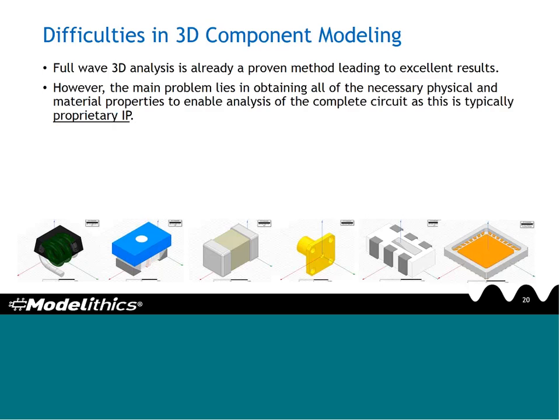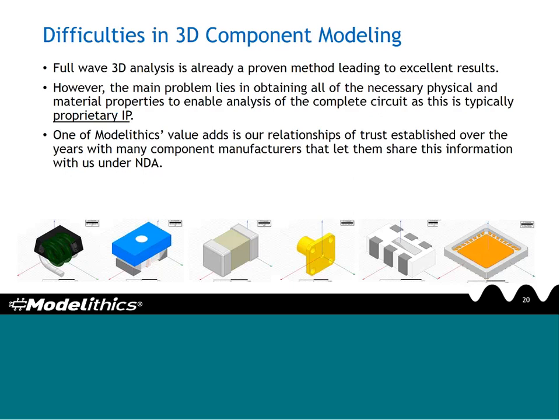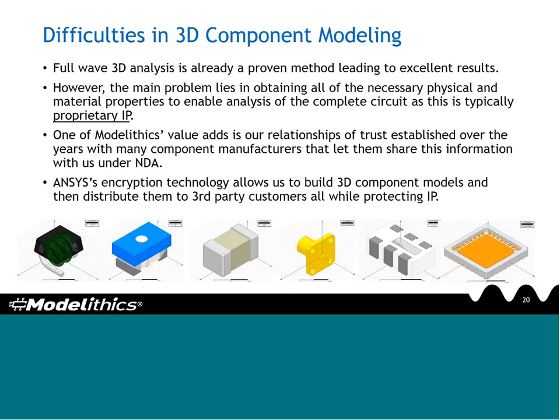This is one of the biggest problems designers face, as this sort of information about discrete components is typically proprietary manufacturer intellectual property, and that's not available to designers. But luckily, Modelithics has trusted relationships with a lot of these component manufacturers, and this can be a real value add to designers. Since we've been working with these component manufacturers for years, they allow us to have this sort of information shared with us under NDA. And it's really ANSYS's unique encryption technology that allows us to use this information to build encrypted 3D models, protect manufacturer and our IP, and then distribute them to third-party customers for use in their circuit designs.